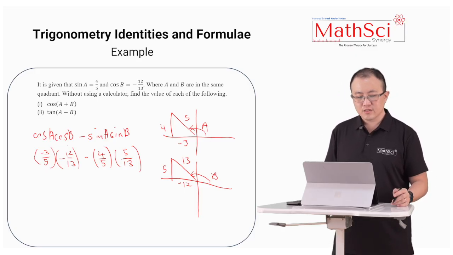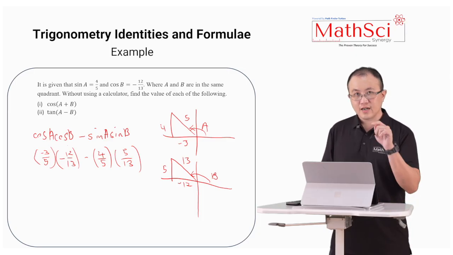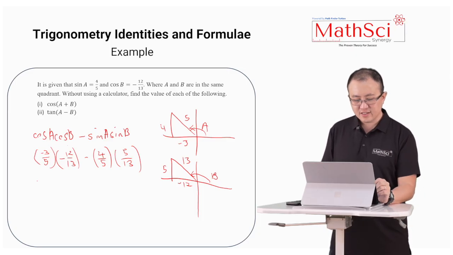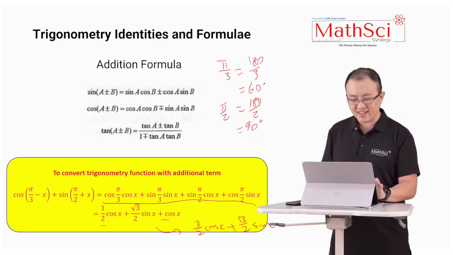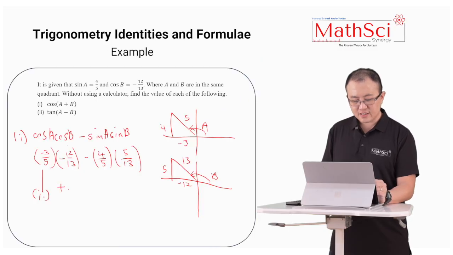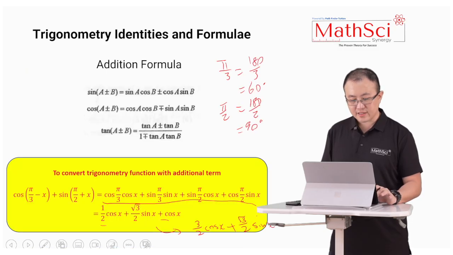Okay? So part 2, also the same thing. Part 2 is just we use the addition formula for tangent. So this is part 1. Tangent (A minus B), okay, I couldn't remember, let me look at it. Tangent (A minus B) will be tangent A minus tangent B over 1 plus tangent A tangent B.